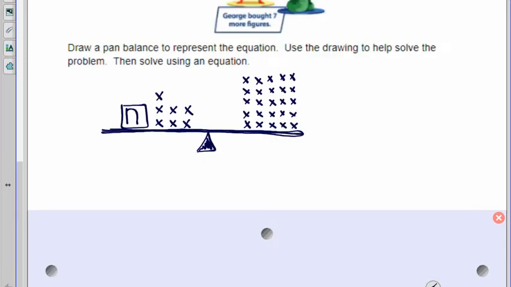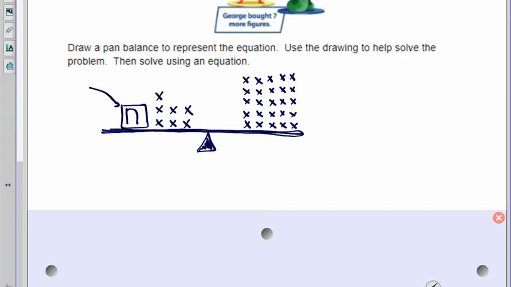Here's a balance showing what's going on here. We had the original amount of plastic figures, n, and then he got 7 more, which I added as 7 x's to that side, and that equaled 25. I put 25 x's on the right.